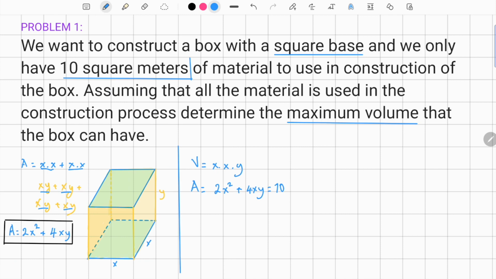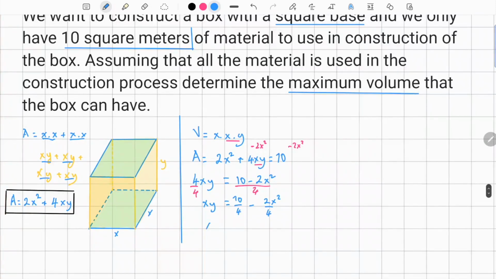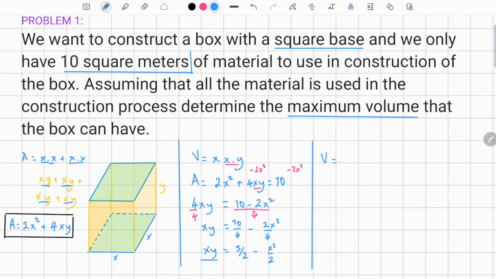Can you see some similarities? Yes, I definitely can. In here, if you notice, we have xy here and we do have xy here. How about we pull xy from this formula and replace it in the volume formula? Let's try that. So xy is 5/2 minus x squared over 2, which will lead us to V equals x into the factor. Instead of writing xy, we're going to write the whole value of xy, which is 5/2 minus x squared over 2.